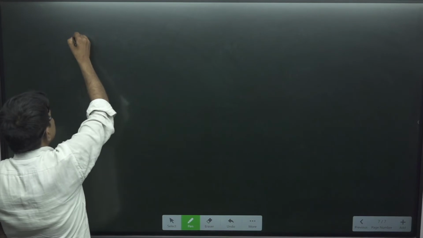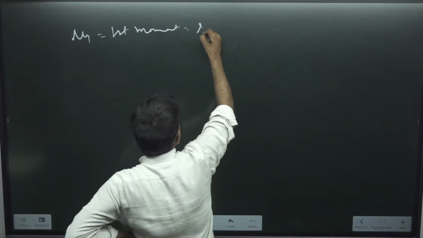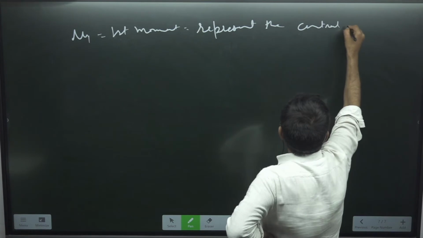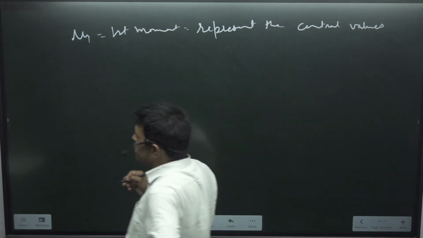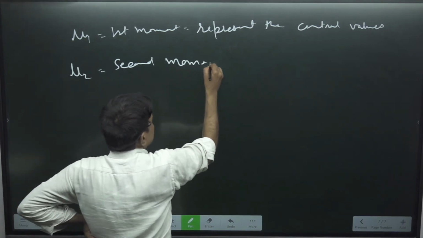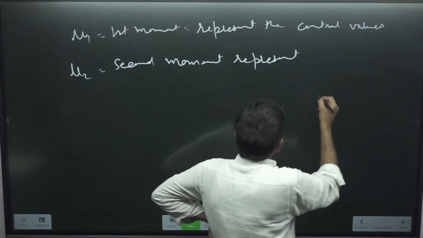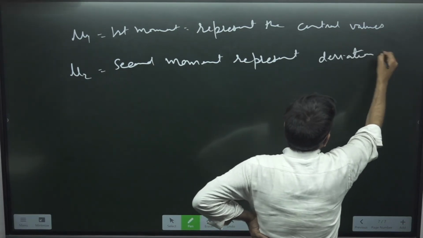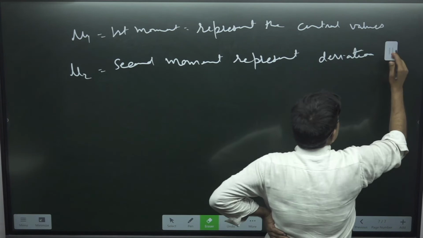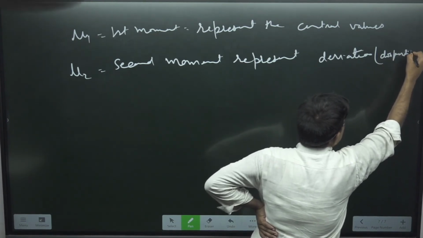So first moment, mu1, means the first moment represents the central value, and the second moment represents the deviation of the data, या आप इसको बोलते हैं डिस्पर्सन भी बोल सकते हैं, ठीक है ना, okay, dispersion of data, okay.